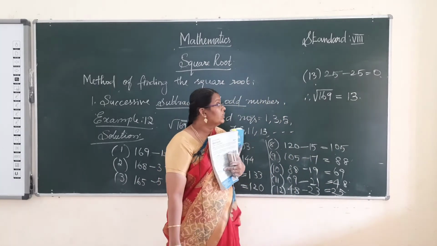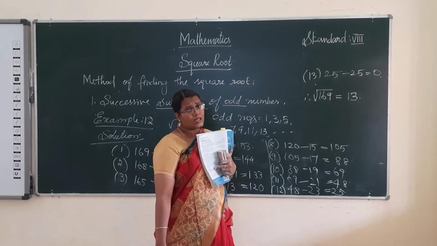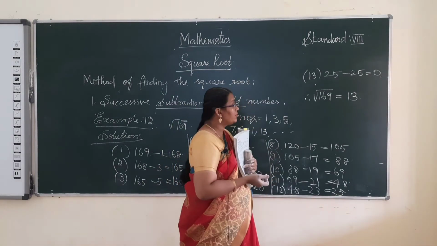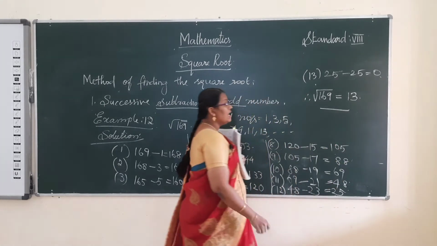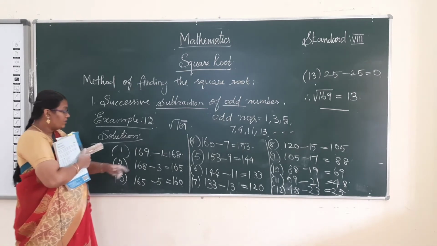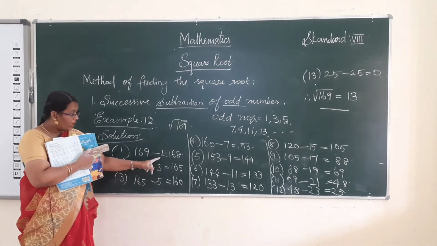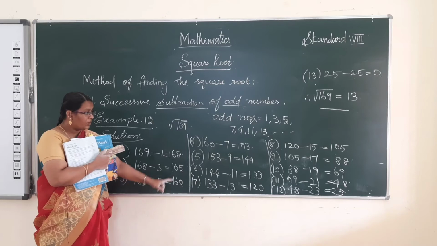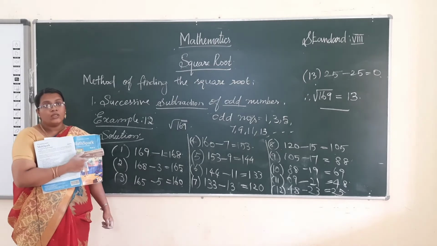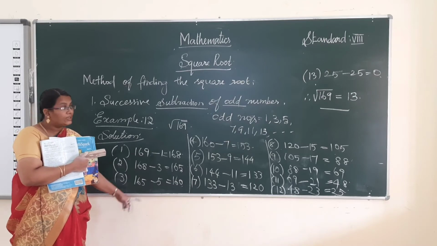The square root of 169 is equal to 13. You already know that value, 13 times 13 is 169, so the square is cancelled and we get the answer 13. So this is the successive subtraction method. I hope you all understood. First, subtract 1 from the given number, then the next odd number, then the third odd number, and so on up to the 13th odd number, and we get the value 0. So the square root of 169 is equal to 13.